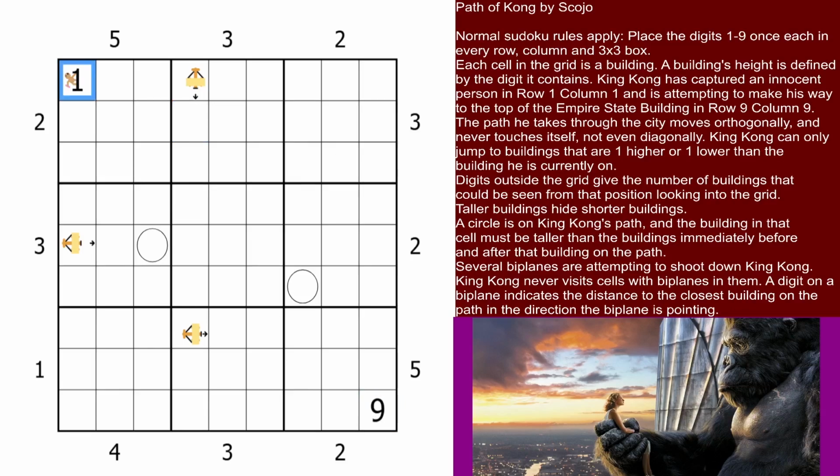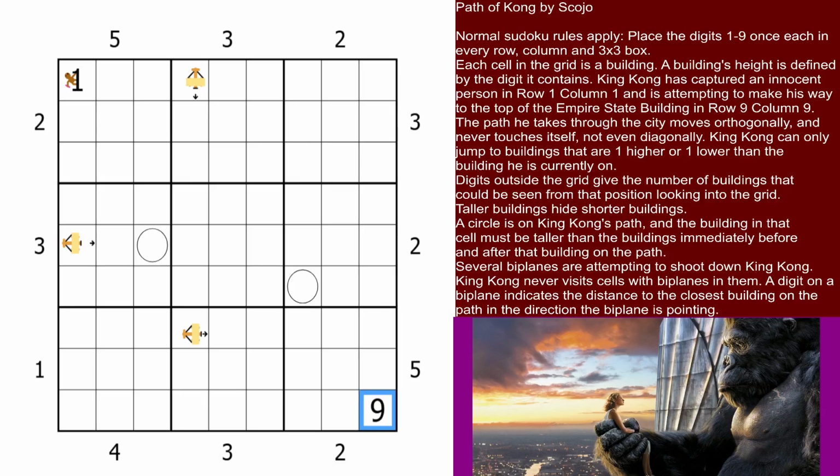King Kong has captured an innocent person in row 1 column 1 and is attempting to make his way to the top of the Empire State Building in row 9 column 9. So King Kong is here currently with some person and trying to go here. This is height 1 and this is height 9, and King Kong wants to go from here to here.